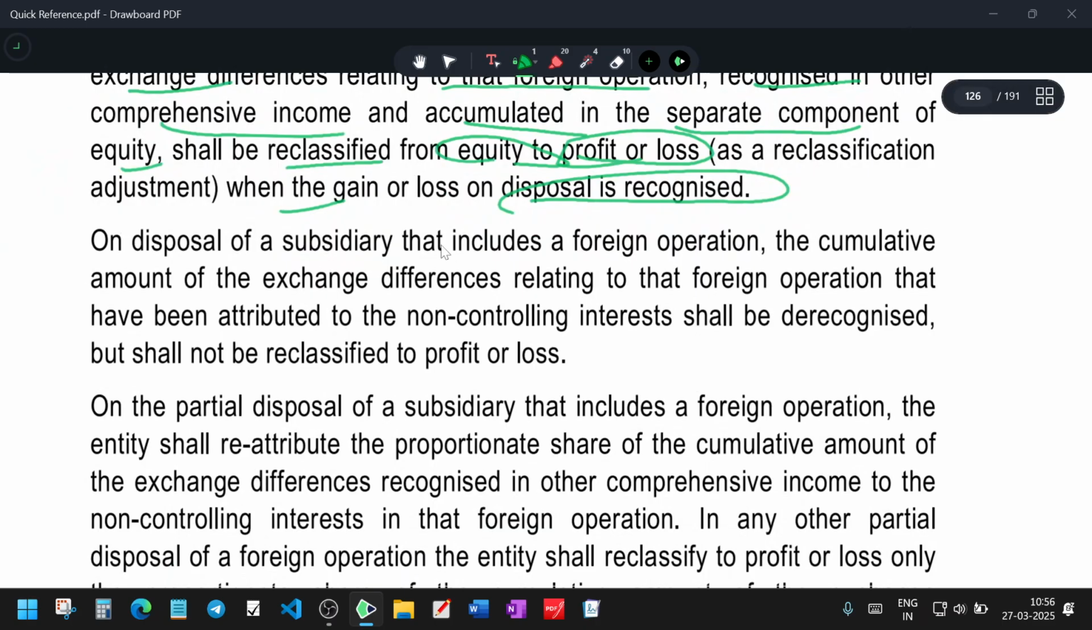On disposal of a subsidiary that includes a foreign operation, the cumulative amount of the exchange differences relating to that foreign operation that have been attributed to non-controlling interests shall be derecognized but shall not be reclassified to the P&L account. That is good. Okay.